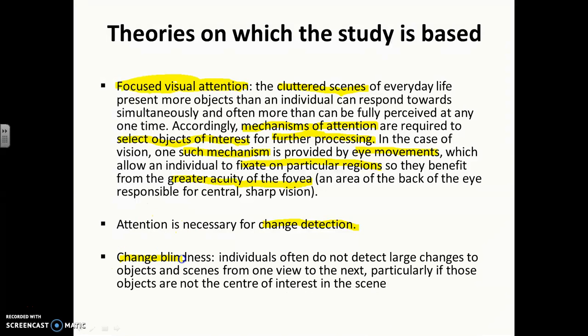Change blindness is a term that's used where we don't spot the large changes that take place, and we often don't, and it's very easy to miss those.